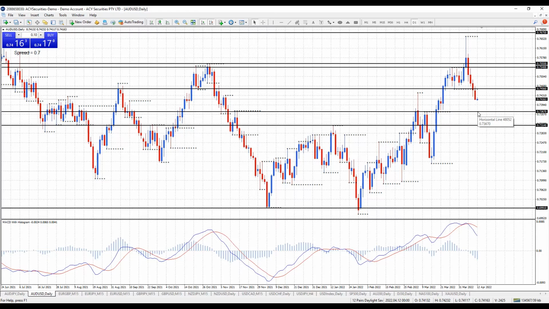here and a weekly support here. That's my goal for the move down at the moment, 73.14. Okay, so how do we get into the trade if we're not already in?